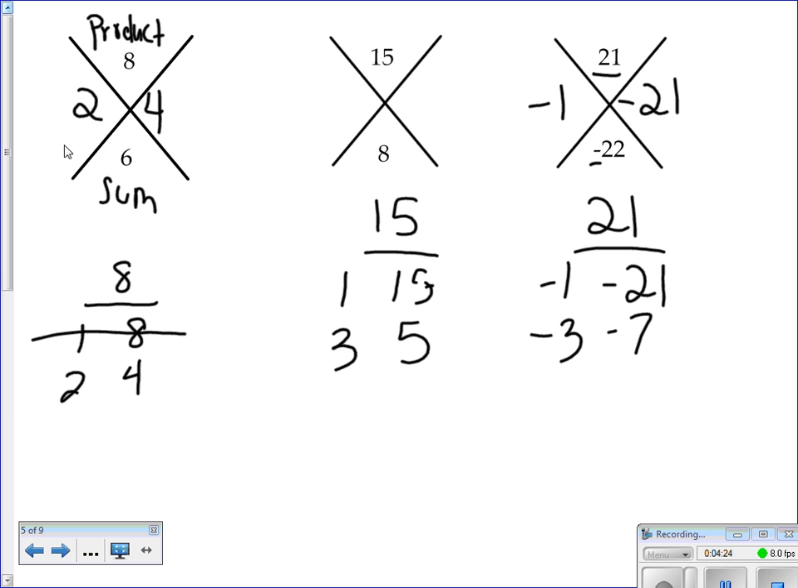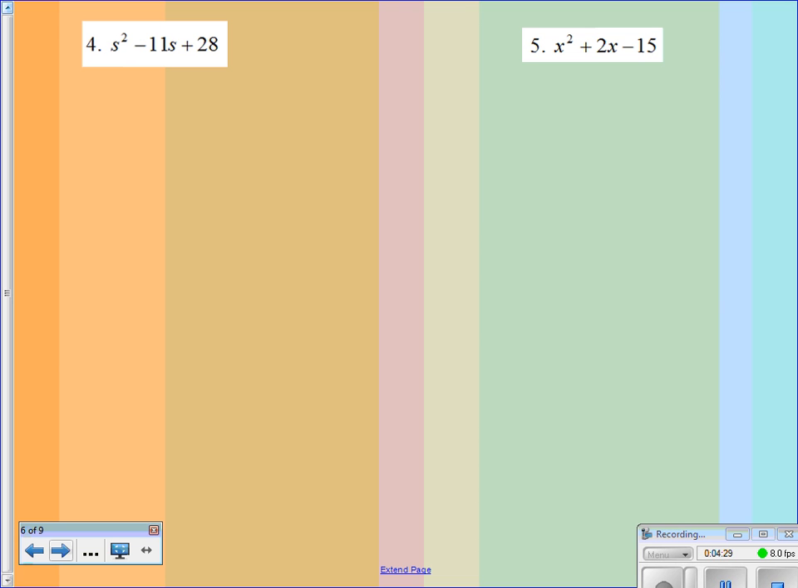All right, let's take a look at numbers 4 and 5. So for number 4, you actually have to go through and set up the X. So draw an X on your piece of paper. Up here is the product of A and C. So we're not looking at the x's, we're just looking at the coefficients. 28 times 1 gives me 28. My sum then is -11.